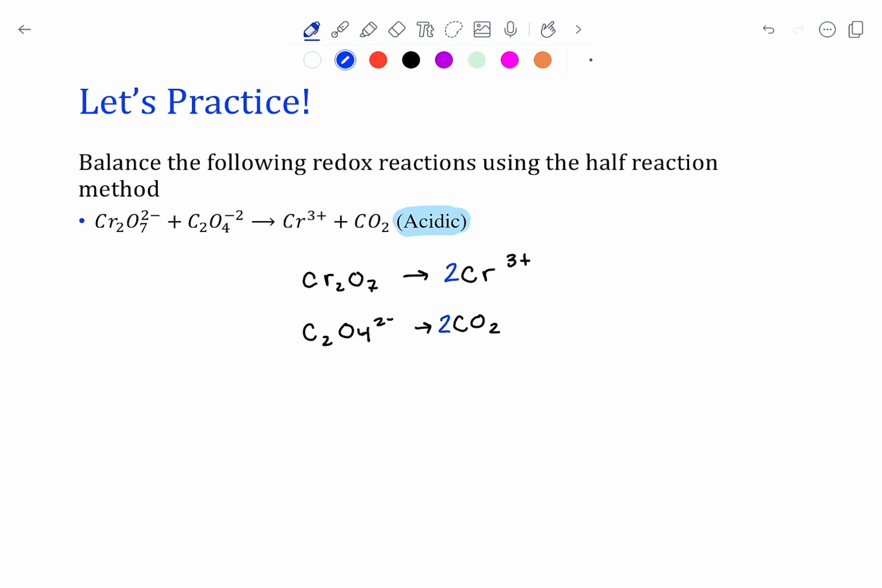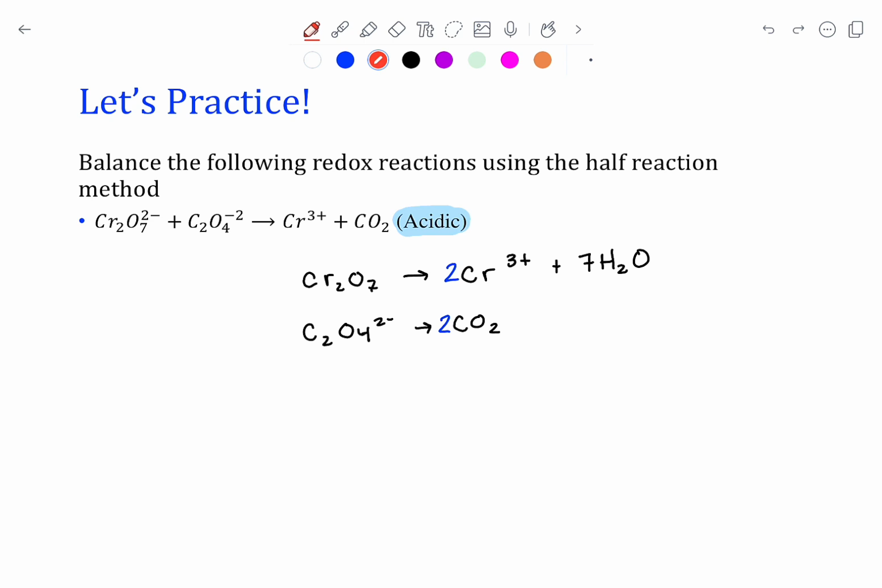Okay. So now that we've balanced for all of our reactants except oxygen and hydrogen, we're going to add water to balance out our oxygens. So in my first equation, I have 7 oxygens on my reactant side and none on my product. So we're going to add 7 waters to balance that out. In my second equation, I have 4 oxygens on my reactant side and 4 oxygens on my product side. Therefore, I do not need to balance with water in my second equation.